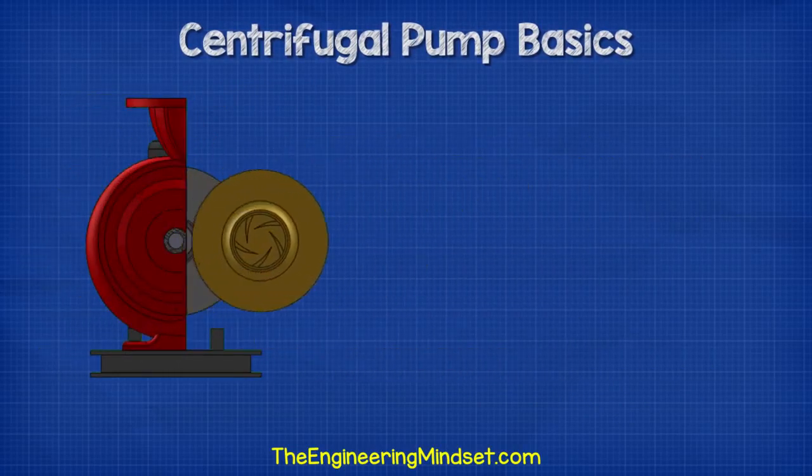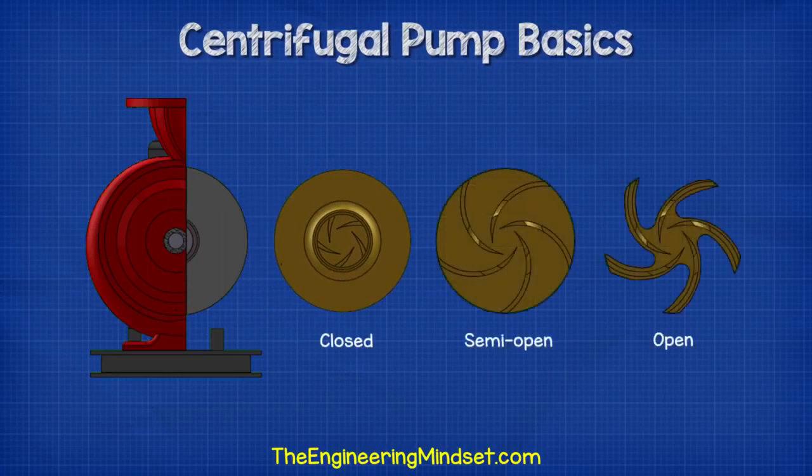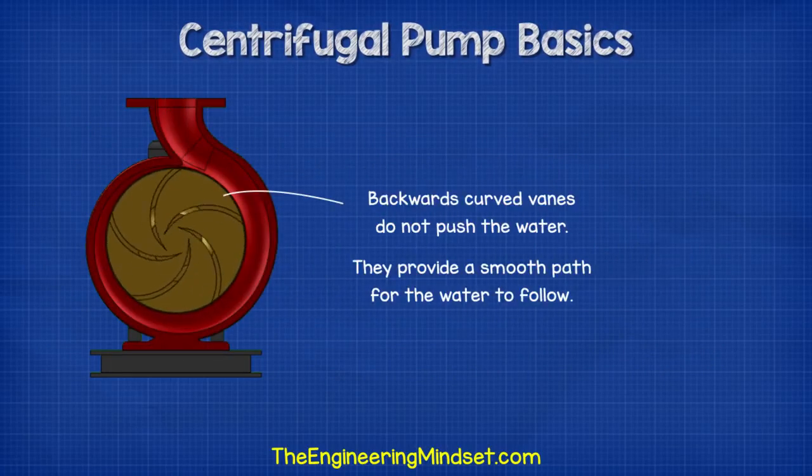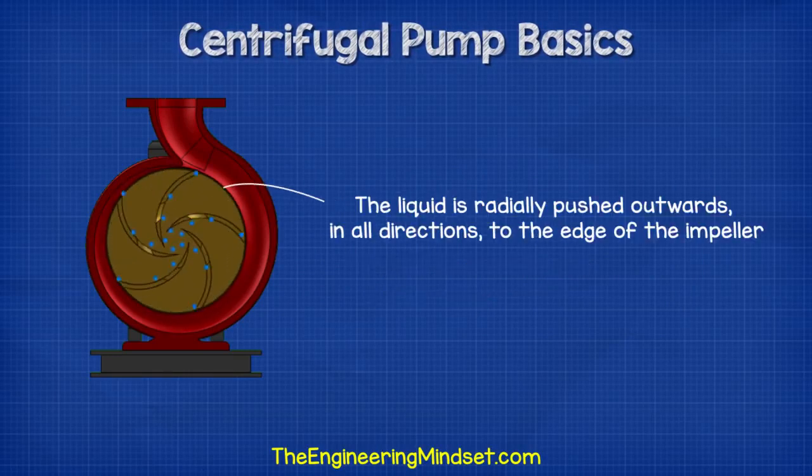There are many types of impeller, but most will have these backward curved vanes, which will either be open, semi-open, or closed with some shrouds. These backward curved vanes do not push the water. The curves rotate, with the outer edge moving in the direction of the expanding volute. These vanes will provide the fluid with a smooth path for the water to flow.